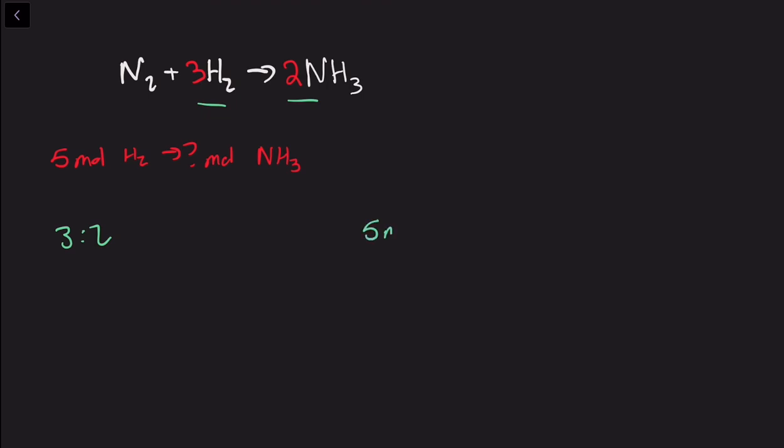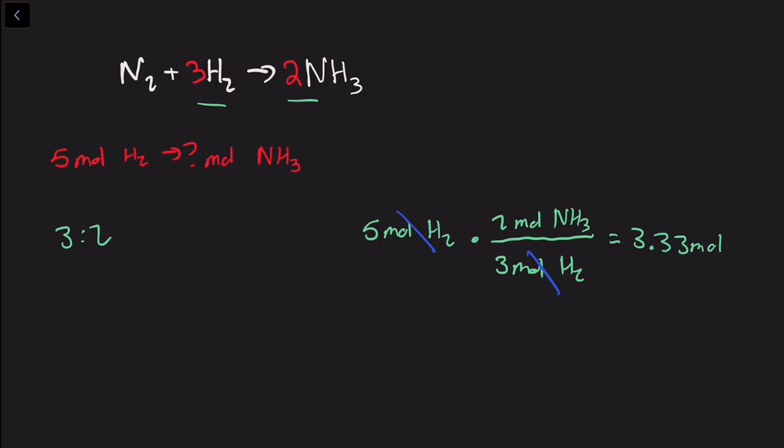So let's set up this conversion. We're starting with 5 moles of H2, and I'm just going to multiply it by our ratio. So I'm going to have 3 moles of H2 on the bottom and 2 moles of NH3 on the top. So my moles cancel out. And when I solve algebraically, I end up with 3.33 moles of NH3.